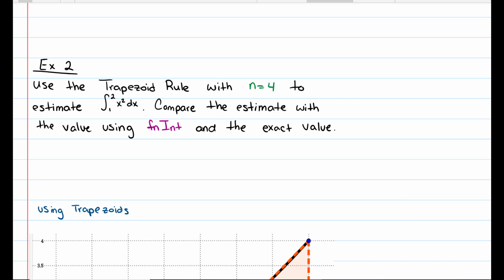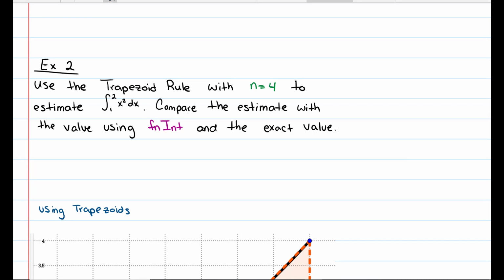So the first thing we want to do is determine the height of each trapezoid. So the height is going to be equal to b minus a over n, which is going to be 2 minus 1 over 4. So we get 1/4. So if we want to find h over 2, this is equal to 1/2 times 1/4, which is going to be 1/8.